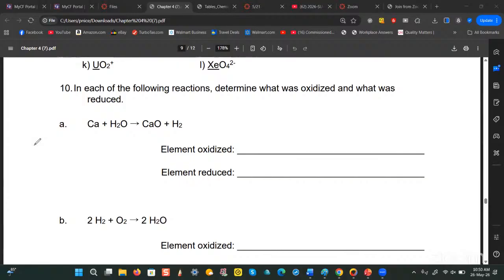Well, what did we say about elements by themselves? Elements that are not combined with anything else. 0. So the oxidation number of calcium here is 0. Now, the question I have to ask you here is, what is the oxidation number of calcium in the case of calcium oxide?